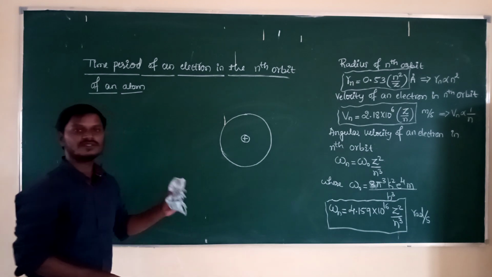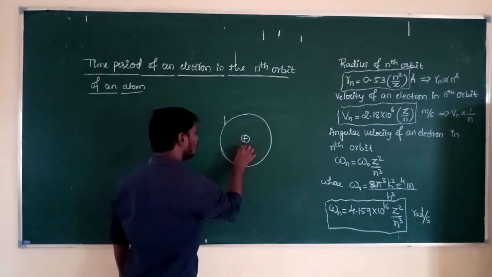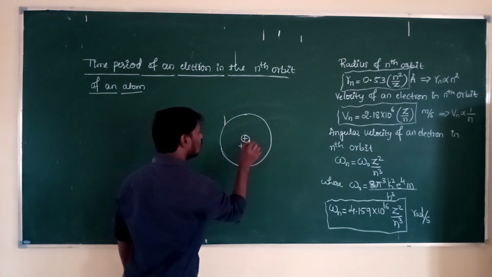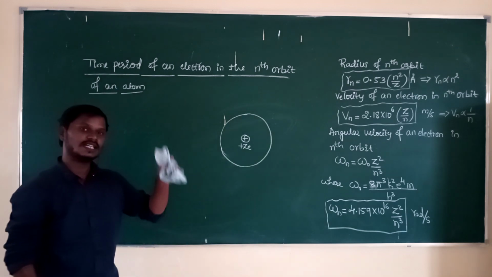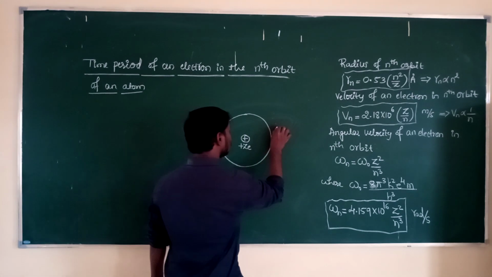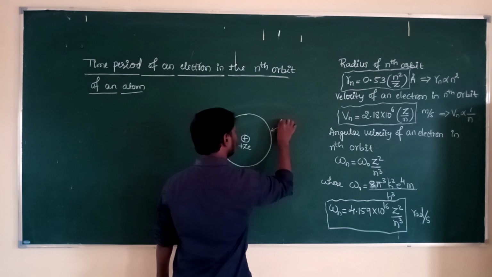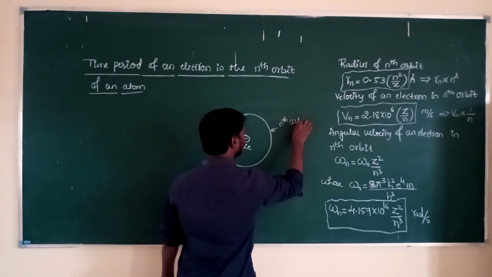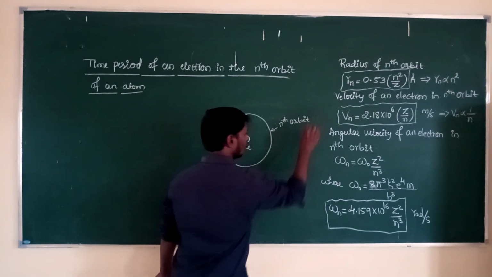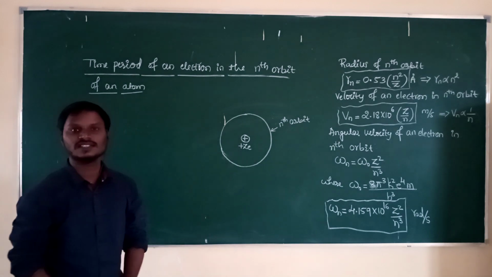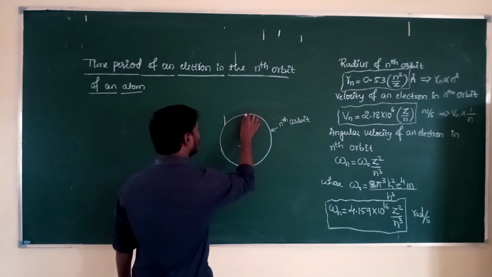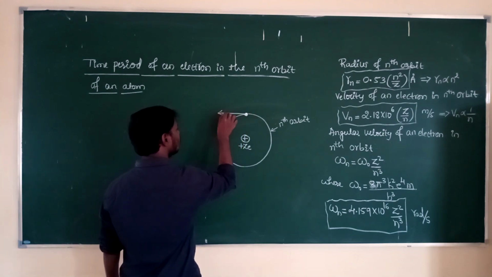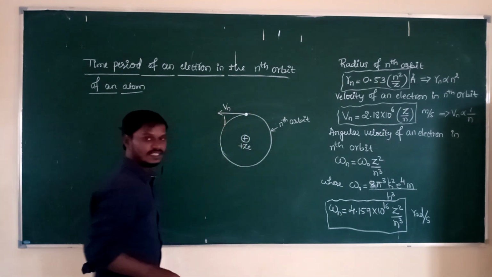The charge on the nucleus can be taken as plus Ze, and an electron is revolving around the nucleus in the nth orbit. So let us assume this is the nth orbit. This nth orbit may be the first orbit, second orbit, third orbit, or whatever. I will take it generally as the nth orbit. An electron is revolving around the nucleus in the nth orbit with the velocity Vn, that is the linear velocity.